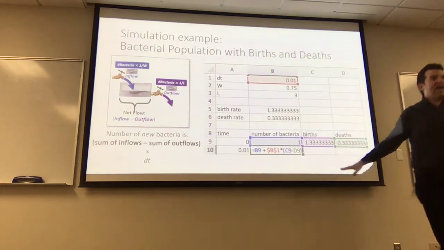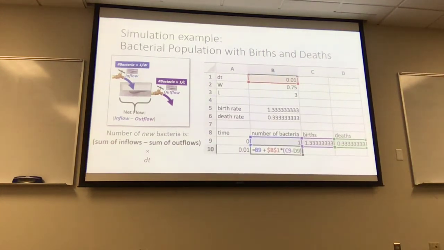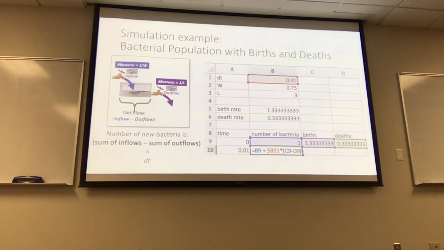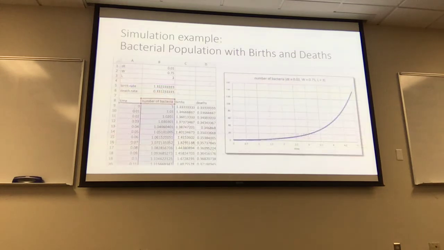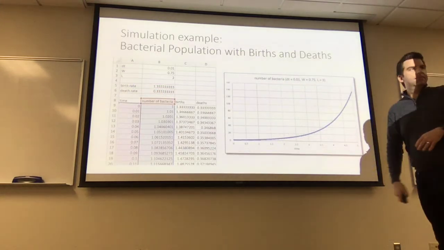And with all of that, if I fill down, then I will simulate a bacterial population with both birth and death. And up here, I can play with the birth rate and death rate and see how it changes the trajectories. I can get growth, I can get a constant population, and I can get a decline until zero. So that's what I would do here, and there's an example.